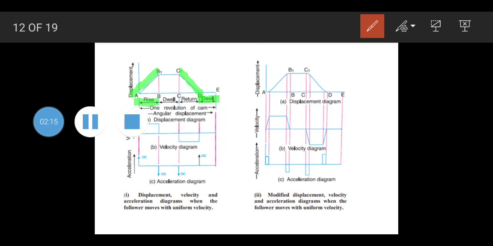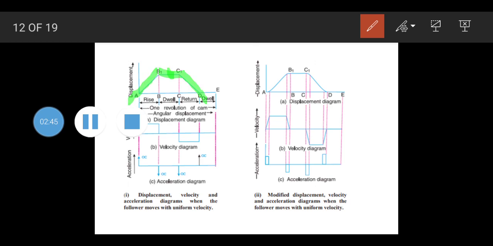And dwell is nothing but the idle stage where the follower is not moving, either lifting up or lifting down. It is a dwell, meaning it stays in the same position. Now, since the follower moves with uniform velocity during its rise and return stroke, its displacement curve is a straight line, which we can see. It's like this, a straight line like this one.